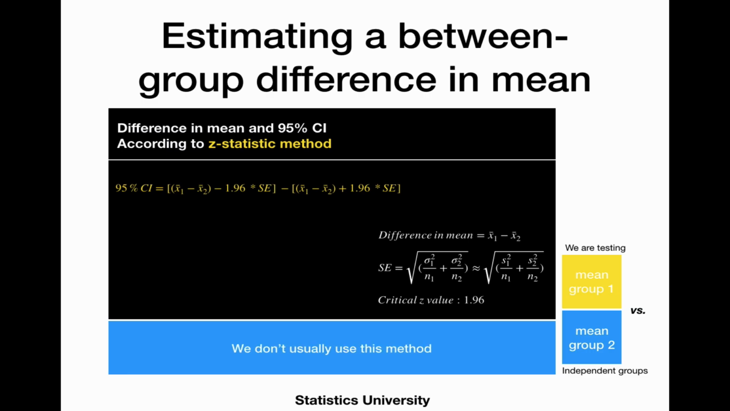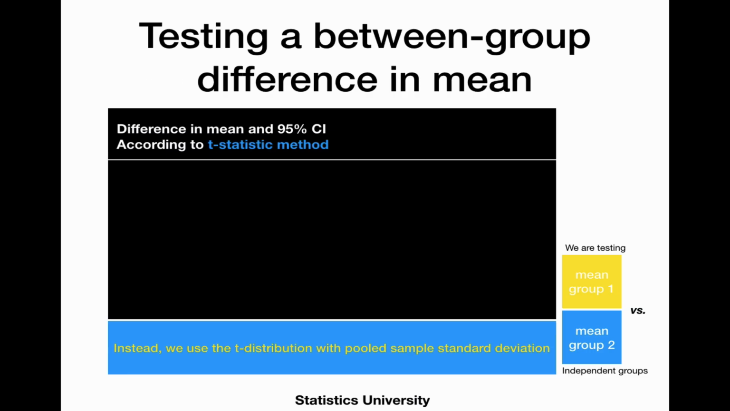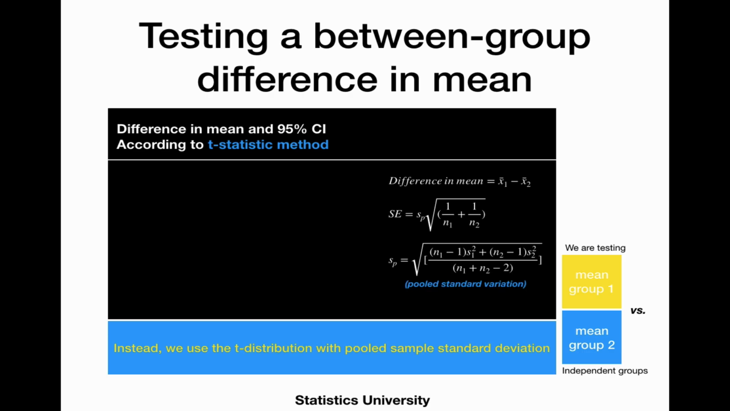But we don't often use this method because we've learned that almost all of the time we can also use a t-distribution. So we can use a t-statistics method instead. But if we do that, we also use the difference in mean, but we need to use a pooled standard deviation to calculate the standard error. And that pooled standard deviation is a little complicated if you write it down, but you can just fill in this formula to get it.